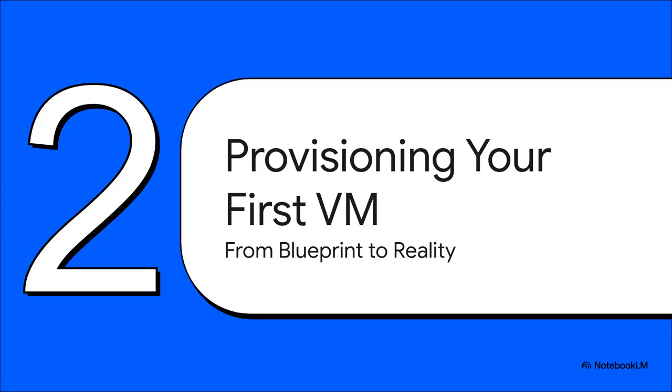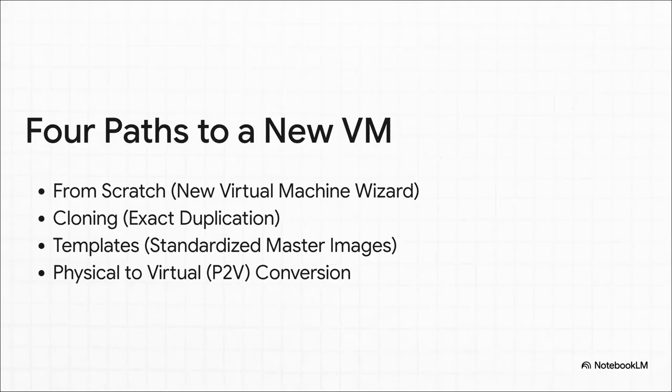Okay, now that we know what it is, let's get to the really fun part, actually making one. How do we go from just an idea, a blueprint, to a real running machine? Well, the first thing you've got to realize is that it's not a one-size-fits-all deal. You've got 4 totally different ways to do this, and picking the right one is everything. It all depends on your goal. Do you need a unique, custom-built machine, a quick copy of an existing one, a whole fleet of standardized servers, or are you trying to bring an old physical box into the virtual world?